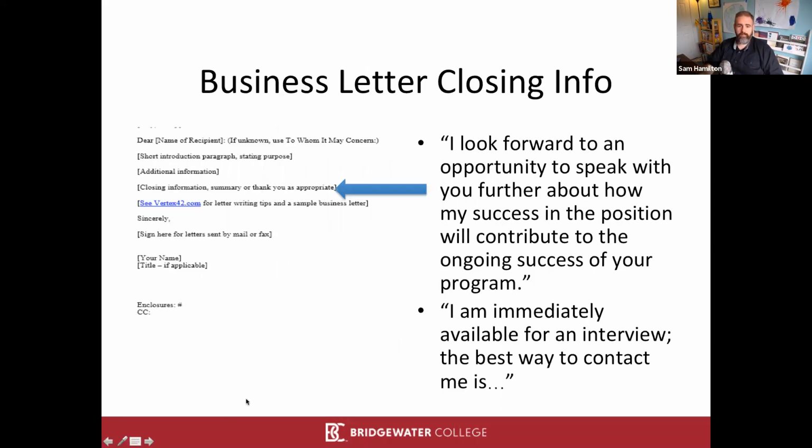All right, so let's move on. Closing information. Your closing information should be two big sentences. One is the claim, and it's a sneakily formulated claim. Remember, the claim is my success will contribute to your program. So you've got to instantiate yourself as though you already work there. One phrasing I really like is, I look forward to an opportunity to speak with you further about how my success in the position will contribute to the ongoing success of your program. That's your claim.